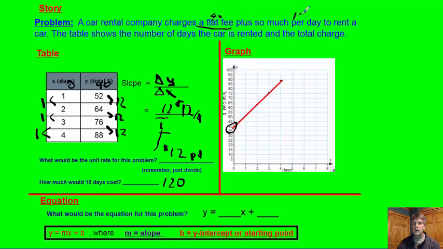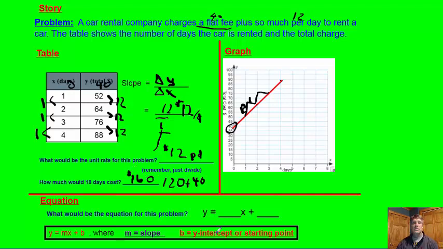And then how much per day? 12 bucks. And that's what this is saying, because you're going up 12 over 1. Up 12 over 1. A rise of 12, and then a run of 1. Okay? So let's finish it out. So what do I have to do? I've got to add my base charge, that 40, that starting point, onto the 120, and I get 160. There's my cost for 10 days.